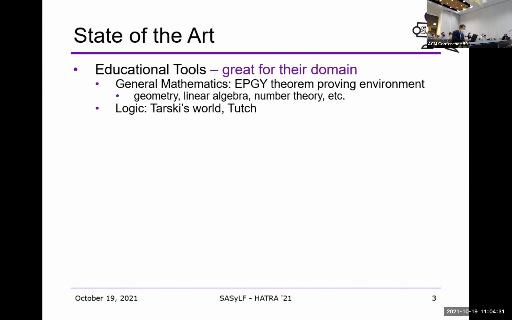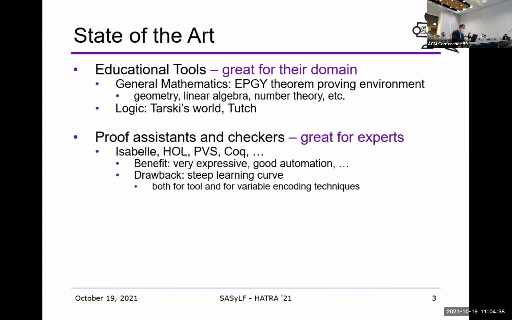So what is there in this space? There's educational tools which are great for their domain, but aren't really about proofs. But we do have proof assistants and checkers. Right now, those are sort of mostly great for experts, right? I should add Agda to this list now, but they're very expressive. They have good automation, but they have a steep learning curve. And that's partly for the tool, just the syntax of the notation in the tool, but also for things like variable encoding techniques, right? How do you encode the notion of a variable in Coq? It's complicated.